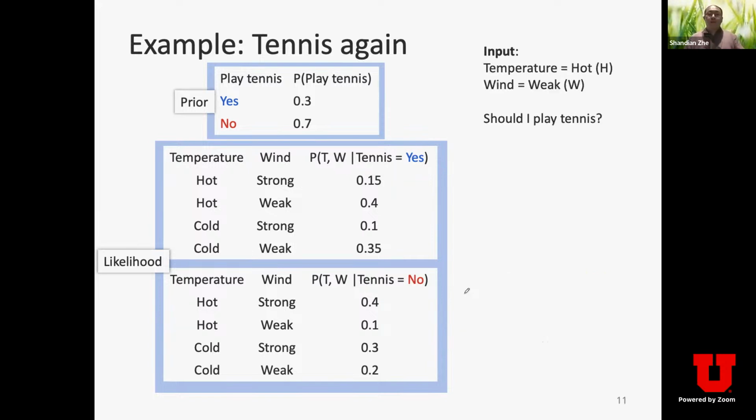Okay, so now, given these prior probabilities and likelihood probabilities ready, suppose someday I observe the temperature is hot and the wind is weak. How can we use those probabilities to predict should I play tennis or not?